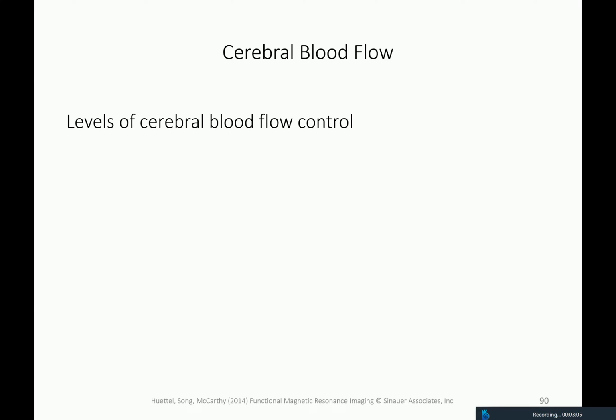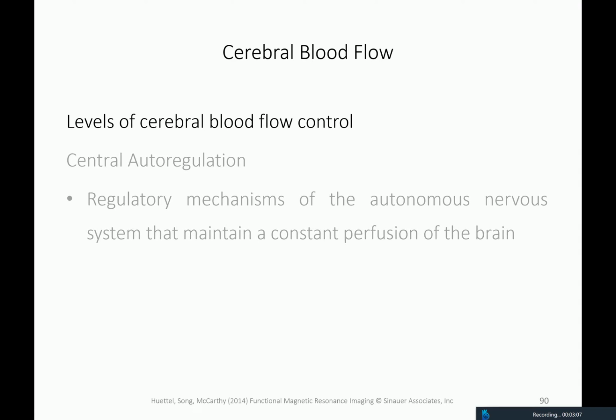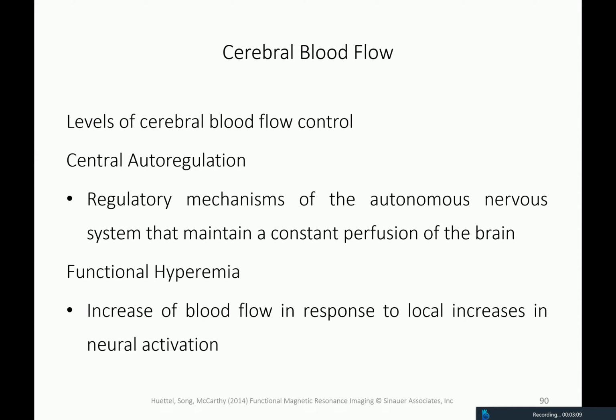How can blood flow now be controlled for the brain? And this is just essentially a repeat of what we already discussed. So there are two kinds of cerebral blood flow control. One is the central autoregulation control, which are the mechanisms of the autonomous nervous system that maintain a constant perfusion of the brain. So this is essentially how much blood goes to your head just by default, which is of course tightly regulated all the time.